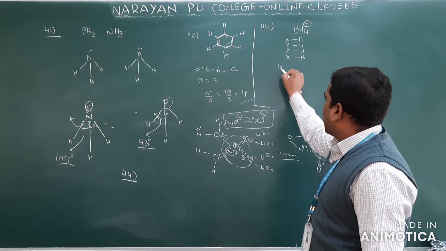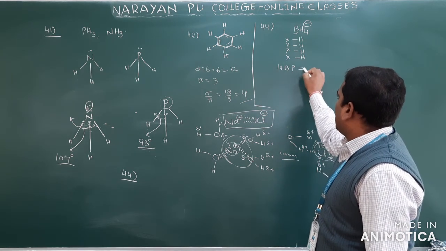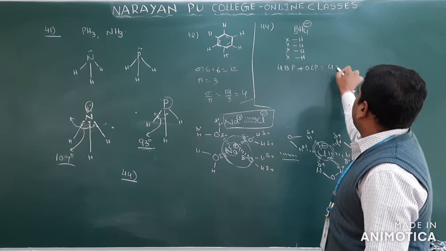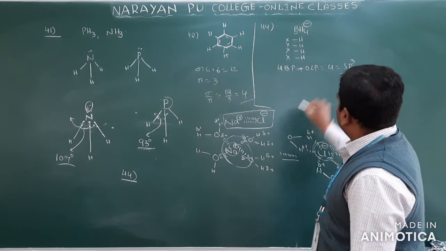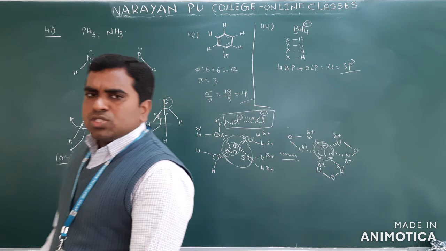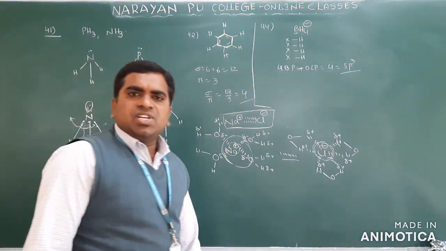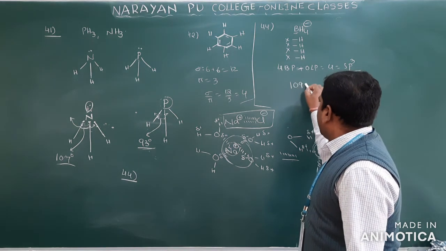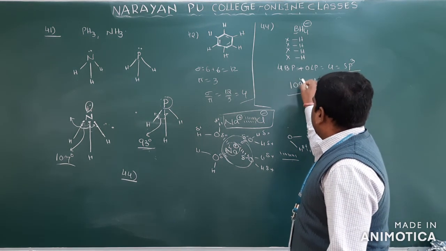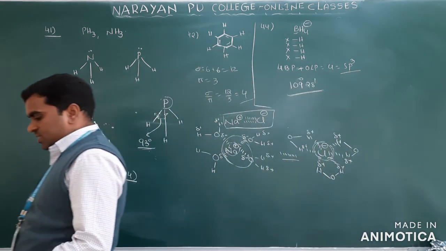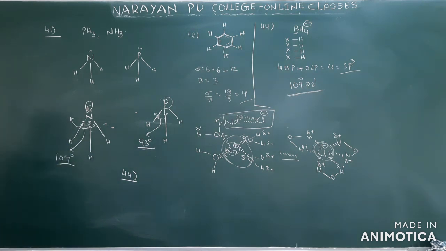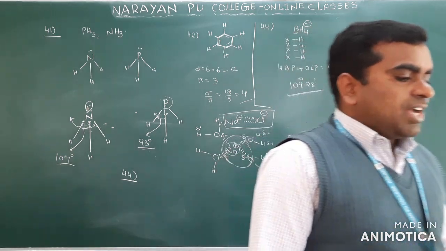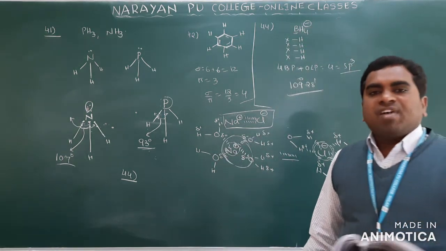How many bond pairs are there? 4 bond pairs. There are no lone pairs, 0 lone pair. So 4 means what is the hybridization? sp3. If there is no lone pair and the hybridization is sp3, then what should be the bond angle? The bond angle is 109 degree 28 minutes. This is the answer. So approximately you can take 109. Clear?